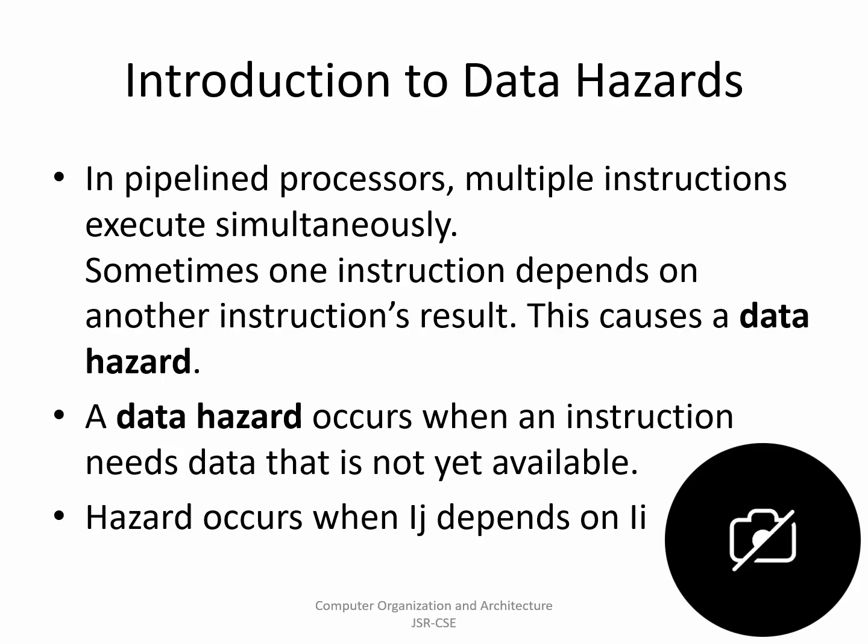When we are going with pipelining, the processor executes multiple instructions at the same time. Sometimes one instruction depends on another instruction's result. This leads to a data hazard. Data hazard occurs when an instruction requires data, but that is not available at that particular time. We can simply say the data hazard occurs when instruction J depends on instruction I.